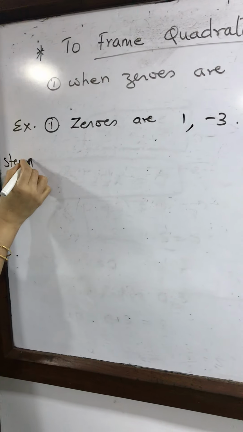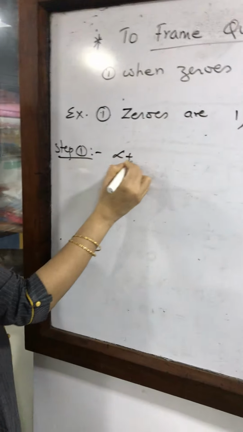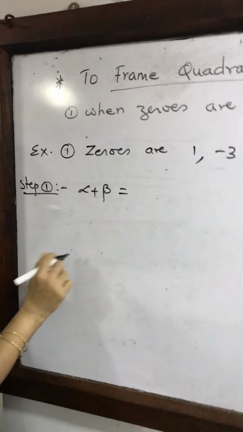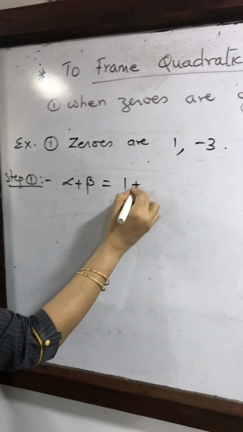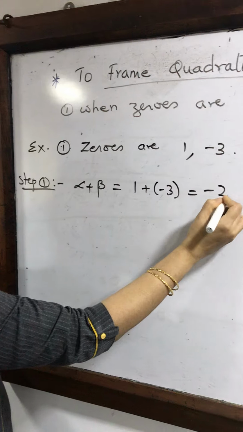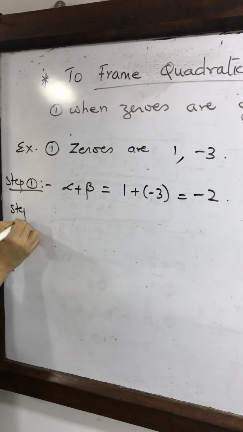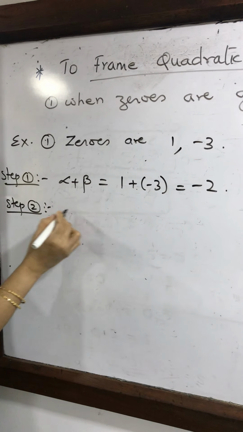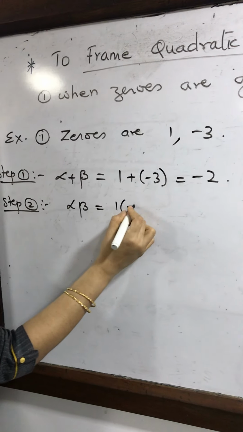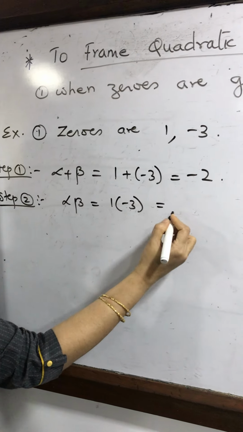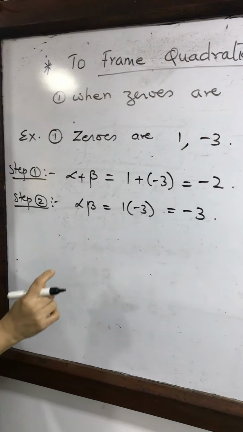Let us take the first example where the zeros are 1 and minus 3. Step 1 will be to find the sum of the zeros. I will call it alpha plus beta, and I will add the values, which is minus 2. In the second step, I will find the product of the zeros. I will multiply the two zeros and that product is minus 3.